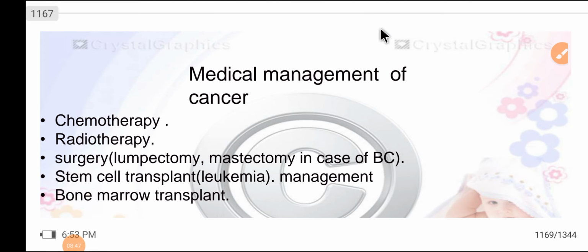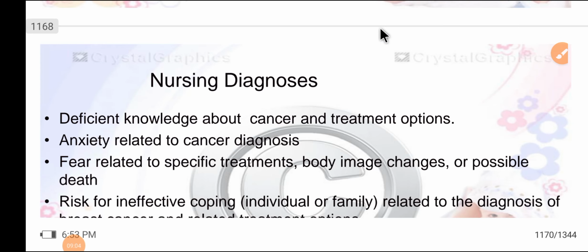Medical management of cancer: chemotherapy, radiotherapy, surgery, lumpectomy, mastectomy. In case of breast cancer, stem cell transplant. Leukemia management: bone marrow transplant. Nursing diagnosis: deficient knowledge about cancer and treatment options.